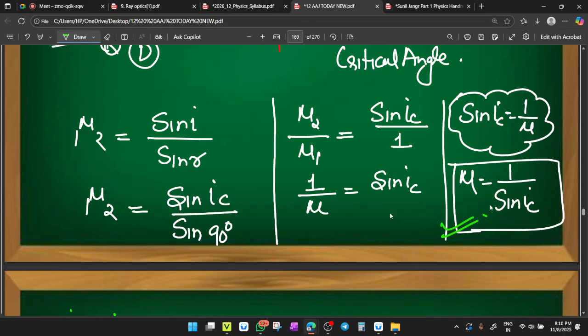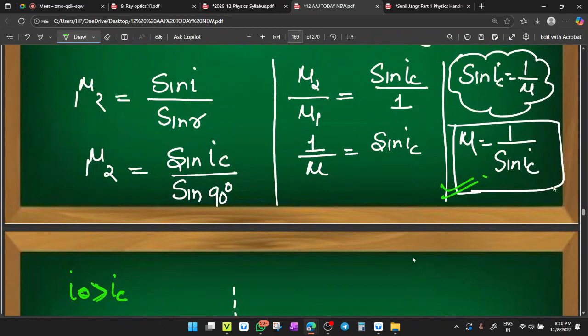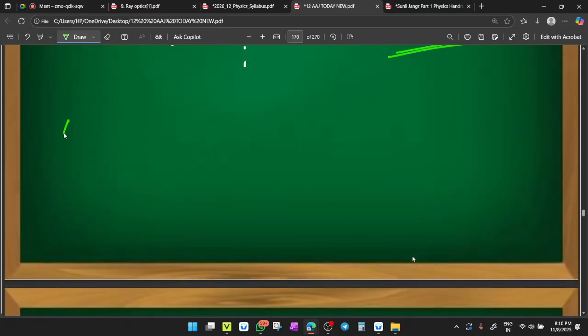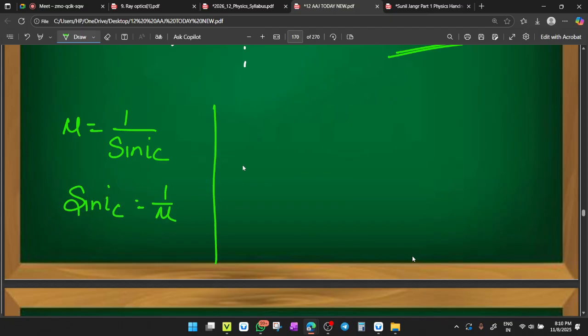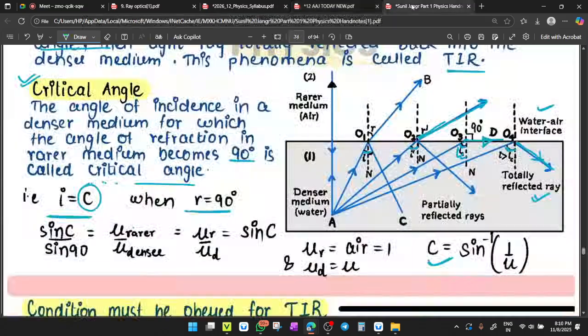Yes. So same thing, mu equals 1 upon sine iC. So sine iC equals 1 upon mu. Now sine gets transposed to this side, it will become sine inverse 1 upon mu. Okay, only the mathematical form is written here. So C equals sine inverse 1 upon mu. Clear?